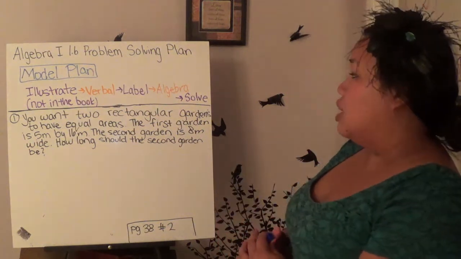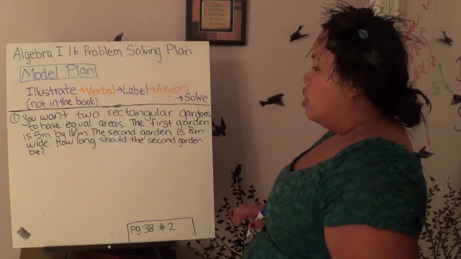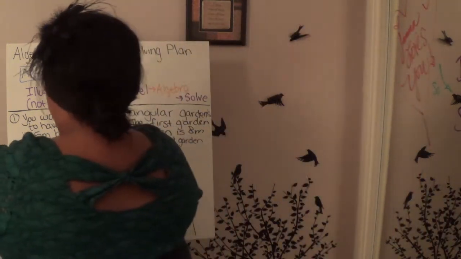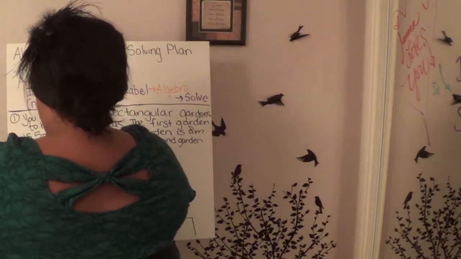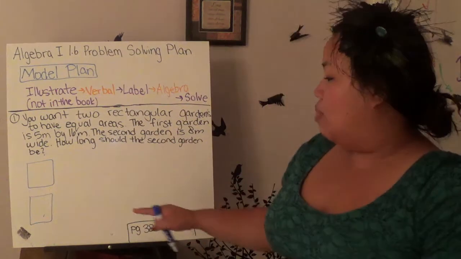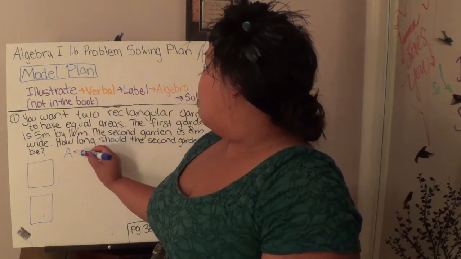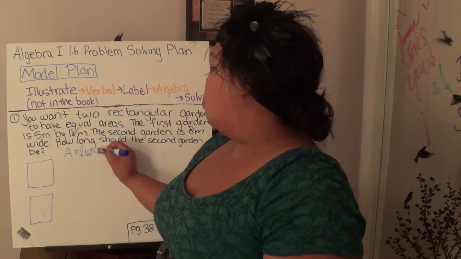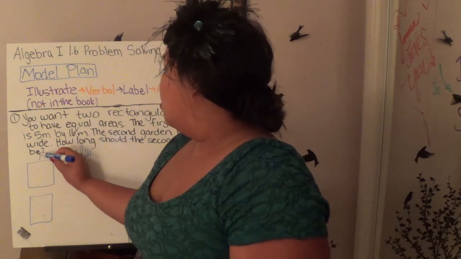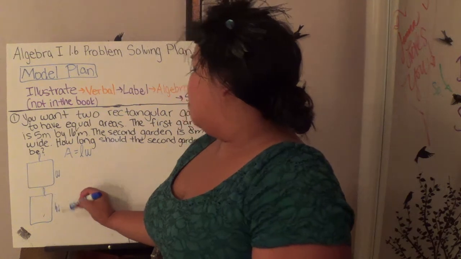The first problem says you want two rectangular gardens to have equal areas. Let's break it down step by step. You have two rectangular gardens, so let's draw two rectangles, and they want to have the same area. Remember, the area of a rectangle is length times width. Here's the length, and here's my width. Here's the length, and here's my width.